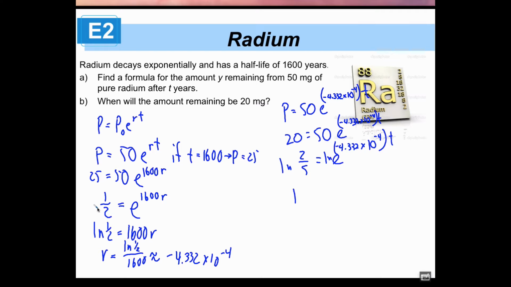Okay, so that means that the natural log of 2/5 divided by negative 4.332 times 10 to the negative 4th will equal t. And therefore t is equal to 2,115.085. That's 3 decimals. Years. Thank you, I was looking for units there. That's a long time.